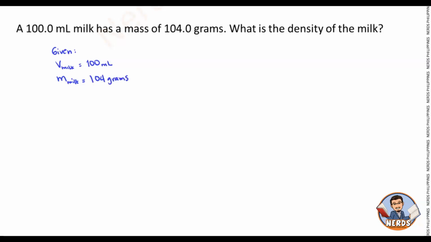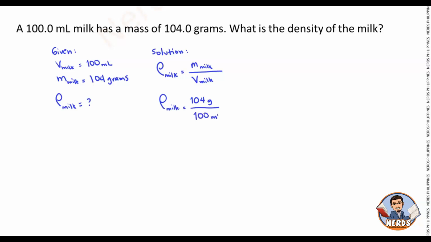So, ang pinapahanap sa atin is yung density ng milk. Okay, so, solve natin siya. Ang formula ng density natin, density ng milk, is equal to the mass of milk over volume of milk. So, substitute natin yung mga given natin. Mass of milk, which is equal to 104 grams. And yung volume ng milk, which is 100 milliliter. So, from this, makukuha na natin yung density ng milk.